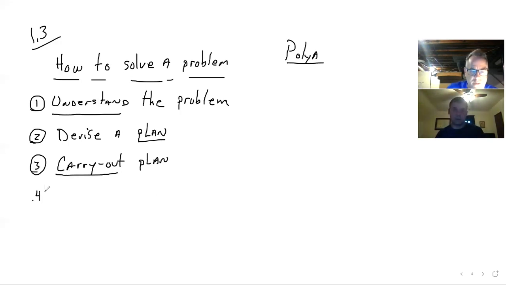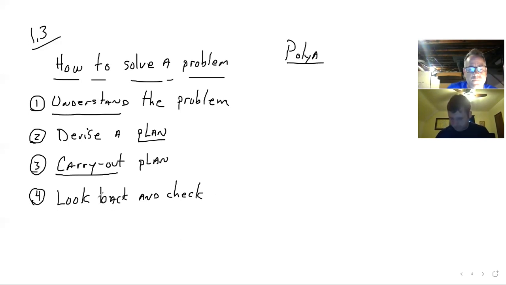And once you have carried it out, probably the most important step here, look back and check. Understand, plan, carry out, look back. And if you did not get to where you wanted to be in solving the problem, then you're going to go to number two and revise your plan and carry that out until you finally get there. But it's a four-step simple approach.